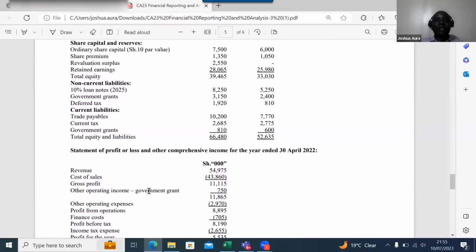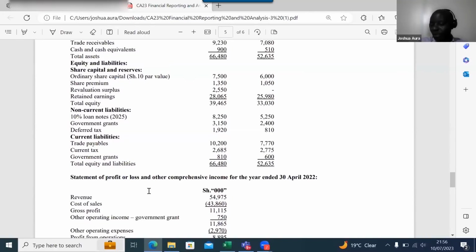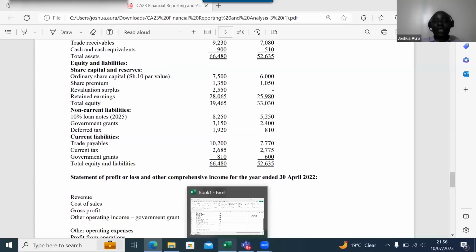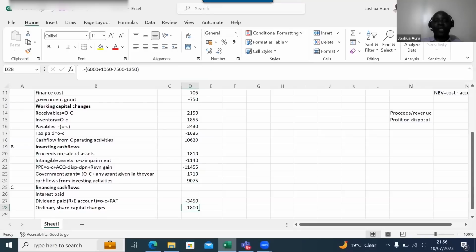Great. I love this. How much interest was paid in the year? How do you enlarge the cells? It's very easy.